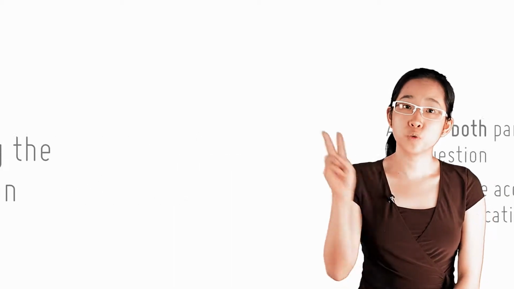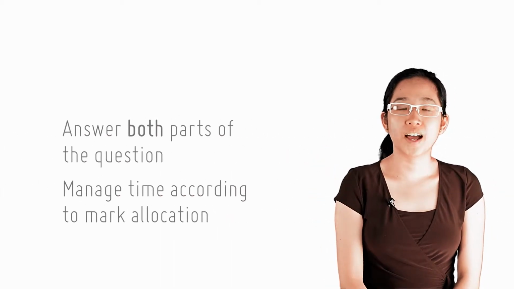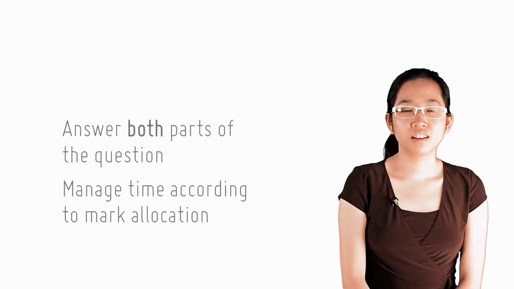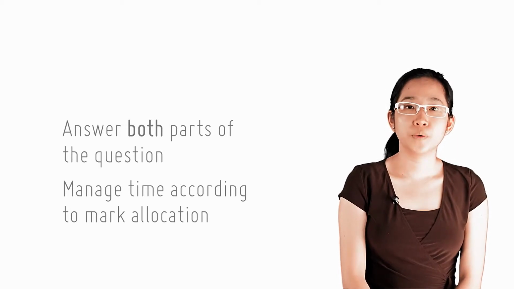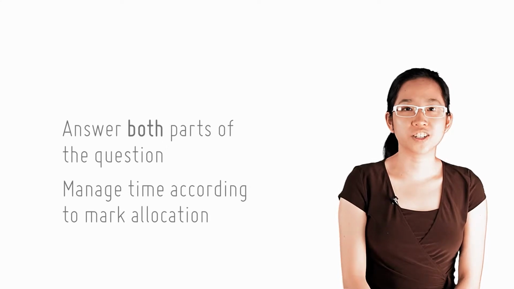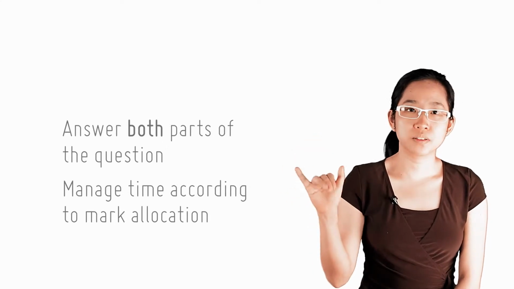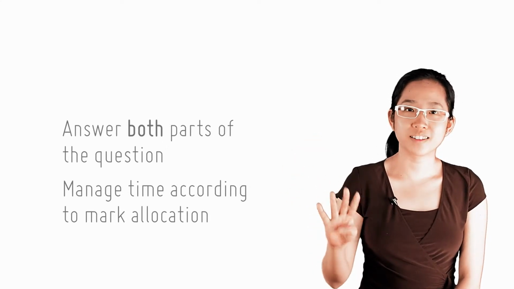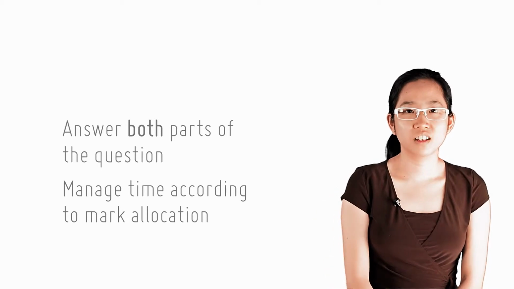In the case where there are two parts to the question, make sure you answer both parts of the question. The mark distribution may range from 6 marks and 10 marks to 8 marks and 8 marks for 16-mark questions, as well as 3 marks to 6 marks, or 4 marks and 5 marks for 9-mark questions. So you should decide how to allocate your time based on which part seems to require more points.